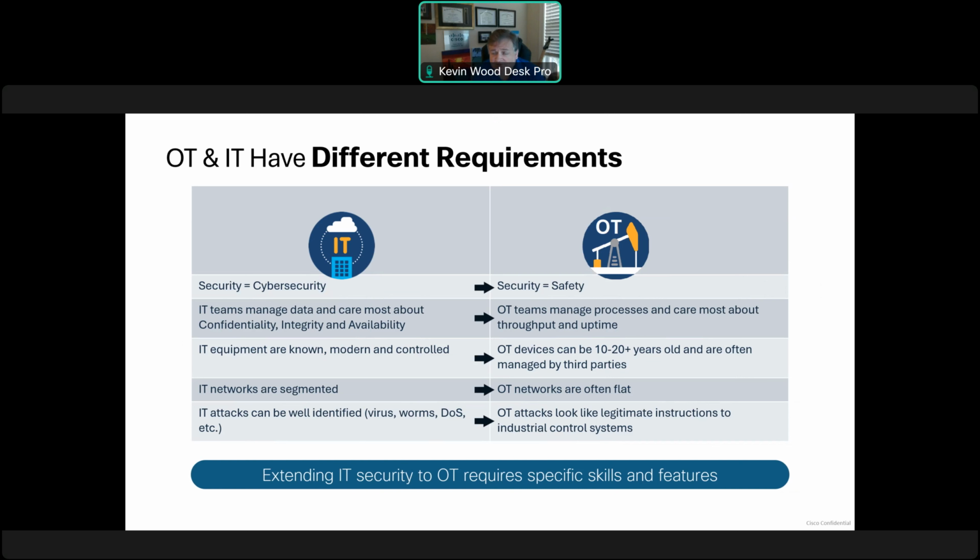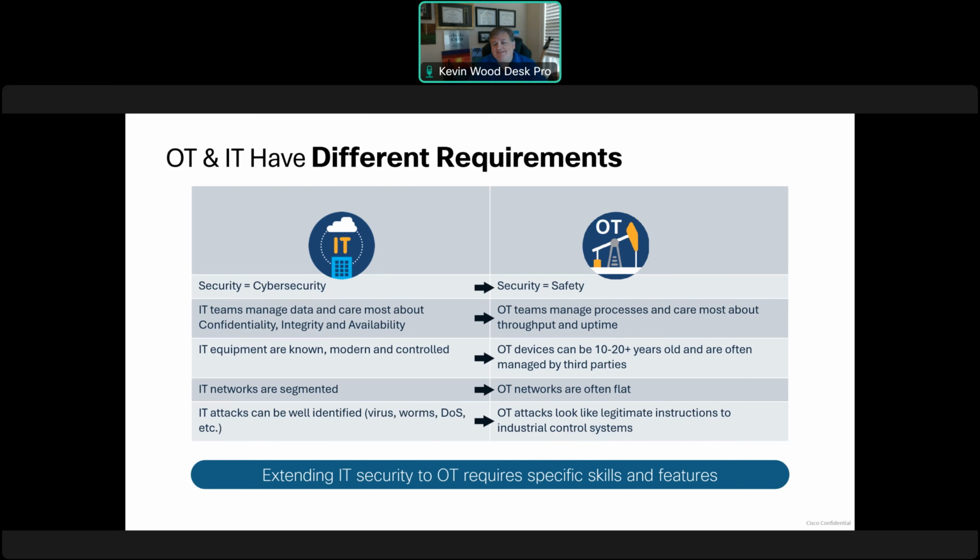On the IT side, we often talk about segmented networks, and that's been a cusp of architecture for a long time. On the OT side of the house, they're often flat networks, which brings a lot of fear and anxiety into the security and the IT worlds on how do you actually contain the blast radius of an incident that may occur. IT attacks are well defined typically on the IT side: viruses, worms, DDoS attacks, those type of things. But on the OT side, attacks often look like legitimate business processes inside of control systems.